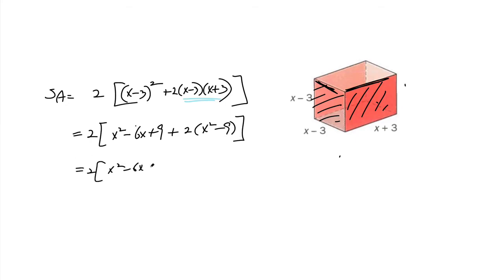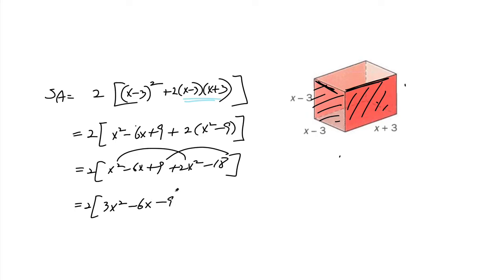Okay, minus 6x plus 9 plus 2x squared minus 18. Combine those two, 3x squared, combine these two is minus 9. So minus 6x minus 9, and finally double it, right?